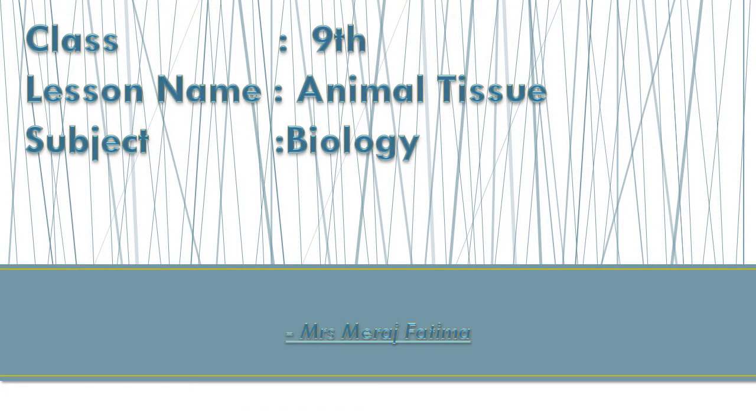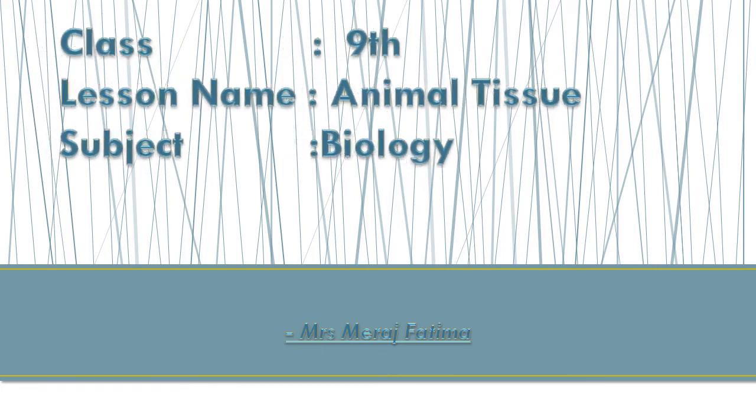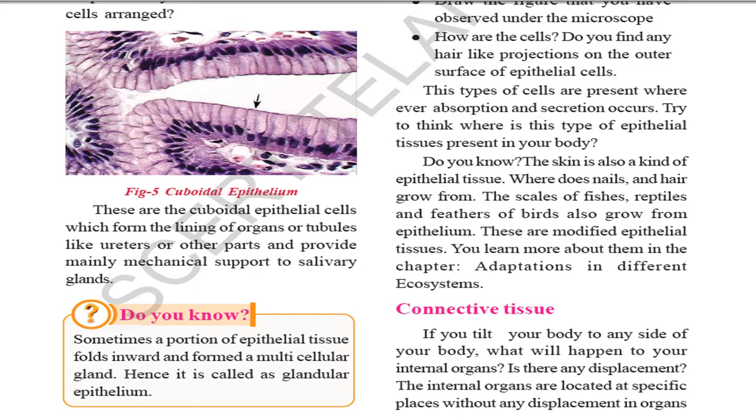Animal tissue. We were doing the third lesson, animal tissue. We have studied columnar epithelial, which is column in shape. Cuboidal: the name itself suggests it is in the shape of a cuboid, a cube. These cuboidal epithelial cells form the lining of organs or tubules like the ureter, and provide mainly mechanical support to salivary glands.